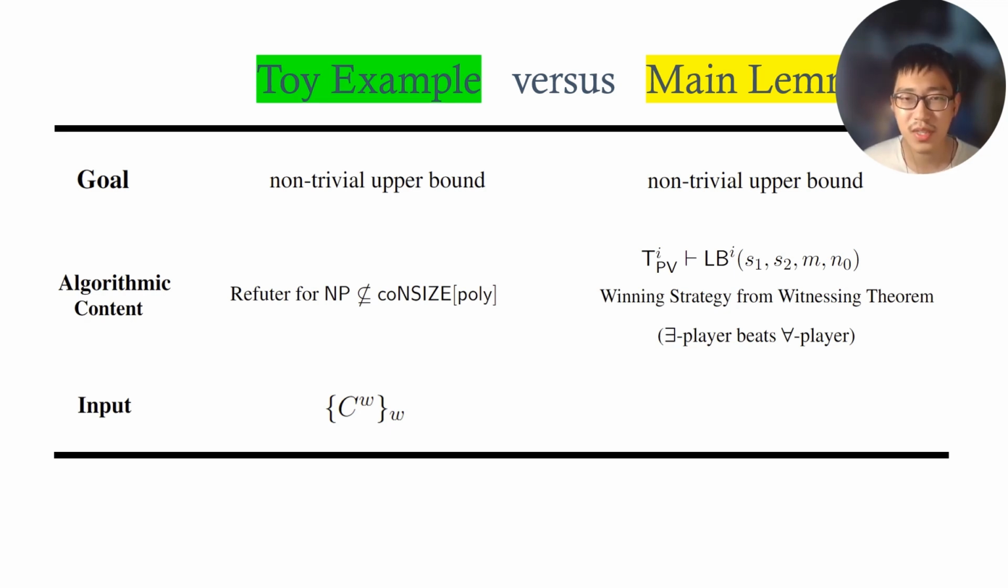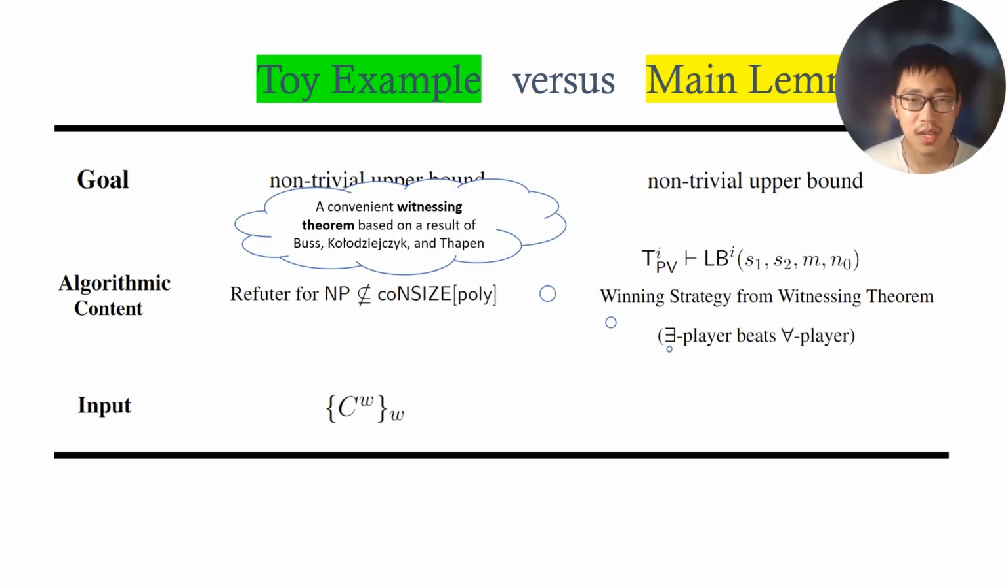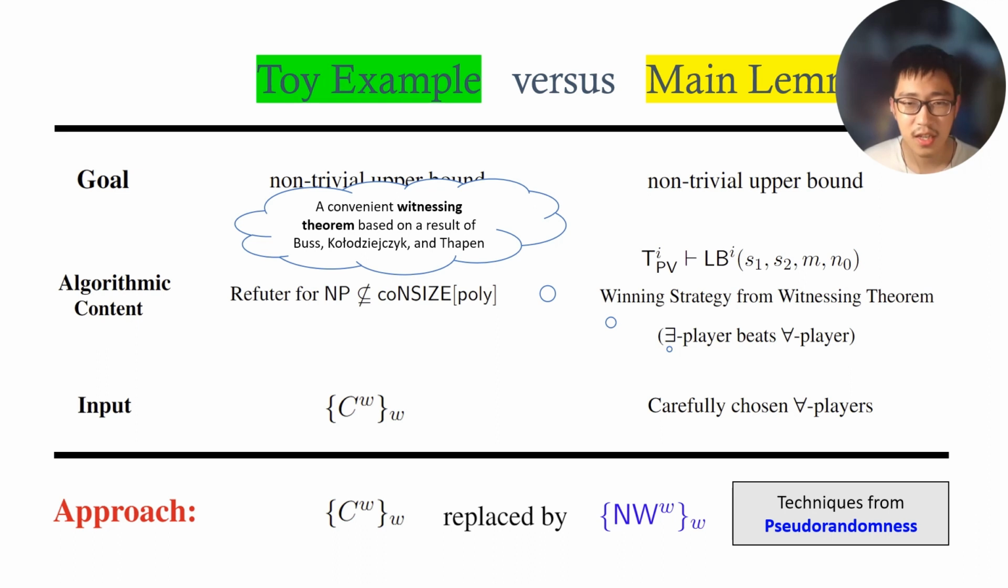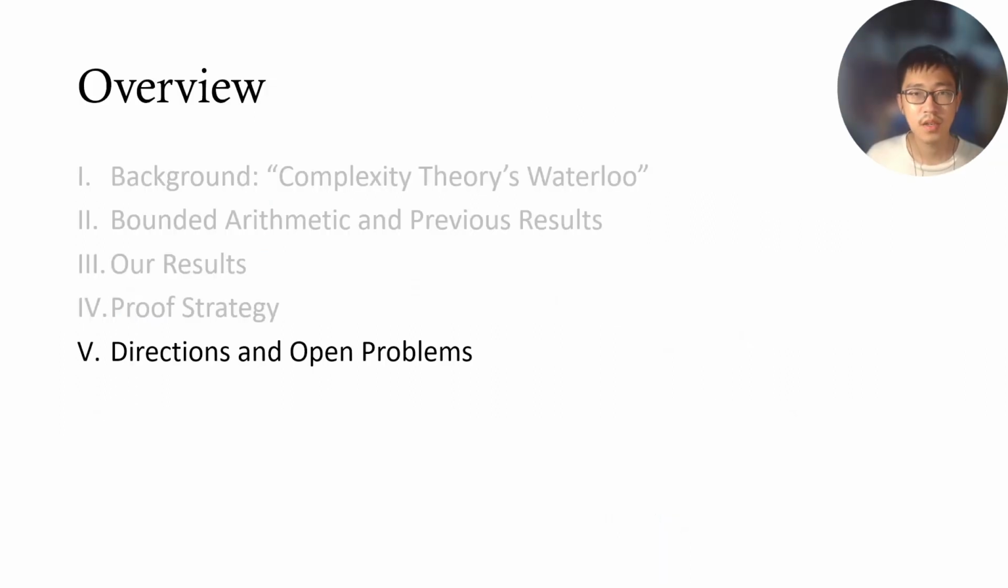And what we do is to use some witnessing theorem to extract a winning strategy for some game where there are two players, the existential player and the universal player. This witnessing theorem is based on an earlier result of Krajíček and Pudlák. And what we feed to this winning strategy is a carefully chosen universal player that generalizes the C_w circuit. What we do is to replace this by some function designed based on the Nisan-Wigderson pseudo-random generator. Although we don't know how to interpret it in terms of pseudo-randomness, our proof crucially relies on the particular pseudo-random generator construction. In the end, we give some directions and open problems.